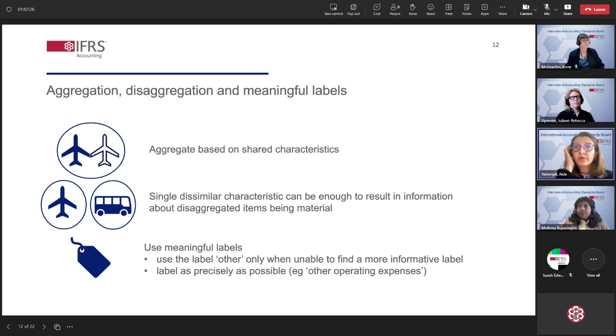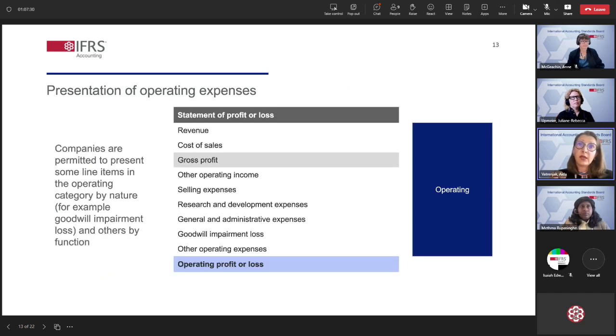But let's move on to the specific disaggregation requirements that are in IFRS 18, and specifically, Juliana, to operating expenses. This is one of your babies, if I can continue using this expression, that you worked long and hard on during this project, on the presentation and disclosures relating to operating expenses, as we can see on the slide here. So shall we start with presentation of operating expenses and requirements relating to that, Juliana?